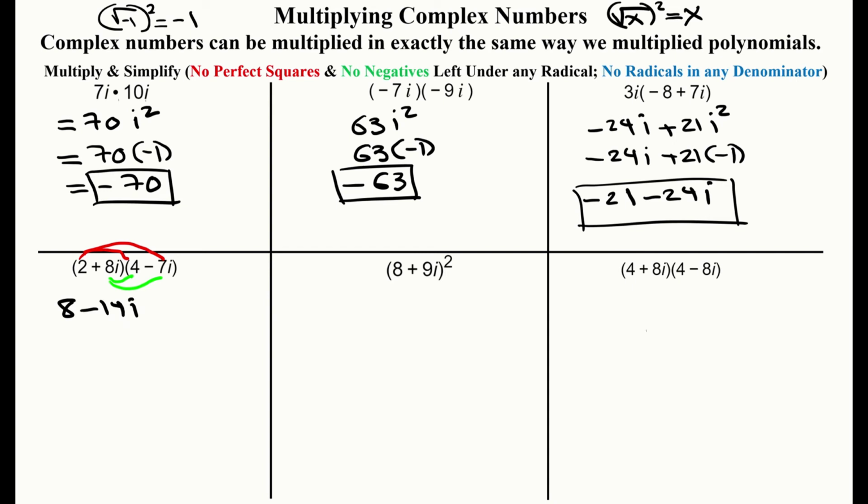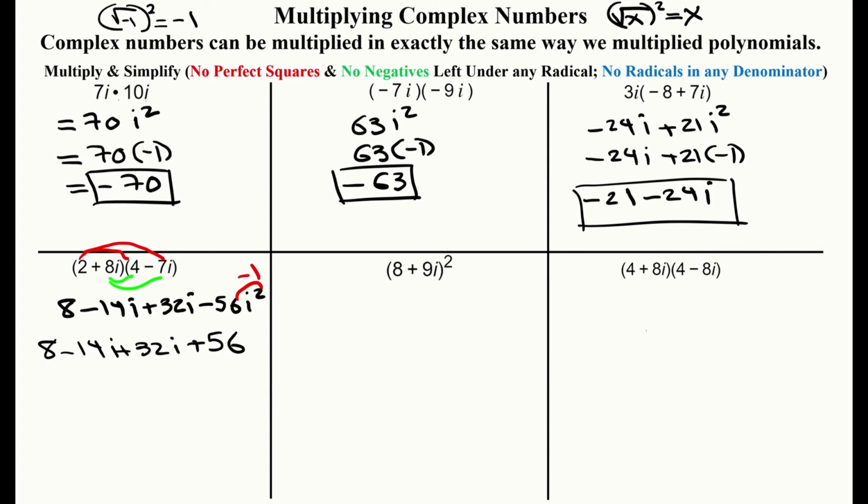minus 14i. Now we're going to distribute the 8i, so we get plus 32i minus 56i squared. Now, let's save a step and just remember that this i squared is going to be -1. So this will save us from having to rewrite the whole thing twice. So basically what we have is 8 minus 14i plus 32i. Negative times negative here will give us what? Plus. So we get plus 56.